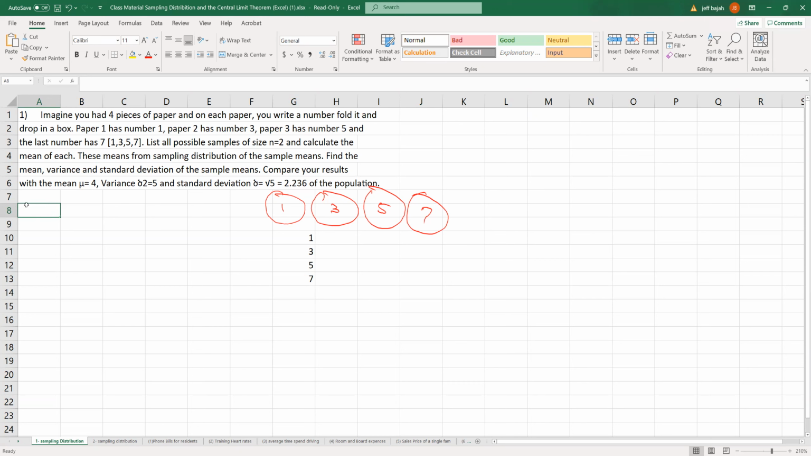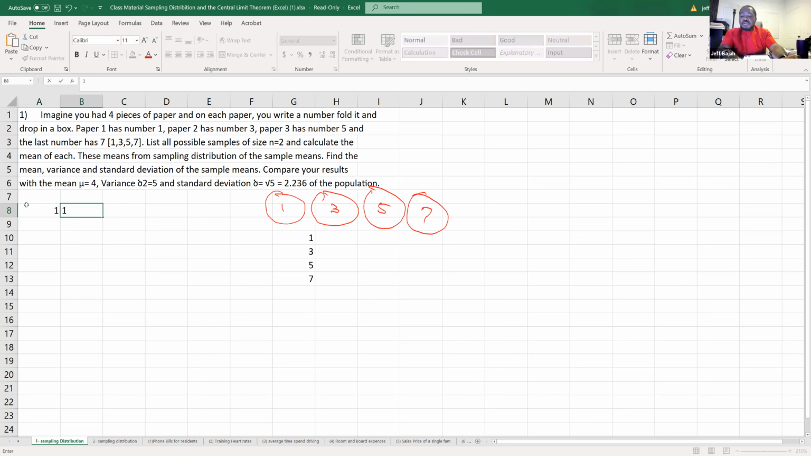I mean, you could pick 1 and 3, and 1 and 5, and 1 and 7. Good, you're right. You can pick 1 and 1. You can pick 1 and 3. So let's put it in order so that it makes more sense. So we can pick 1 and 5, and then you can pick 1 and 7. And then we can go to the next one, which is 3.